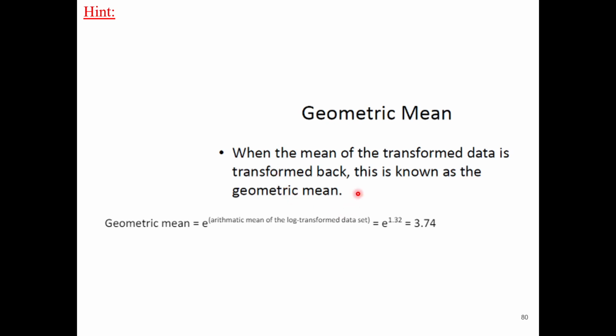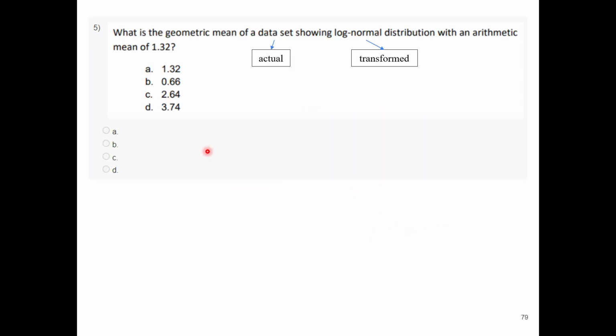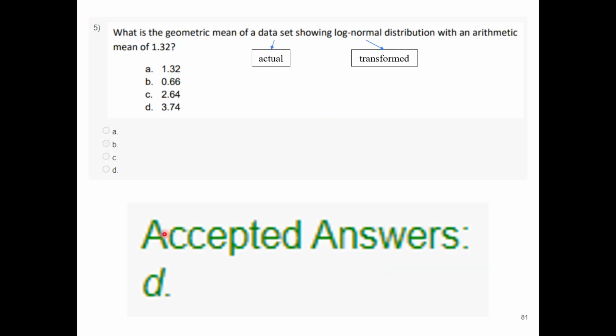If you remember the geometric mean, when the mean of the transformed data is transformed back, this is known as the geometric mean. So the geometric mean is equal to e to the power of the arithmetic mean of the log transformed data set, which is equal to e to the power 1.32, that is 3.74. So D, 3.74, is the correct option.